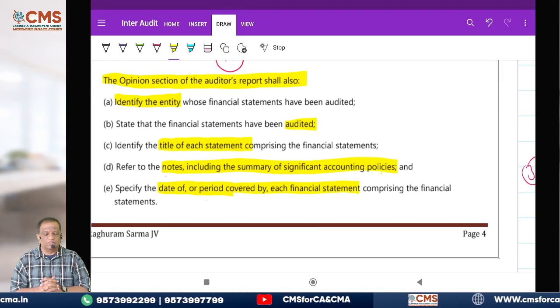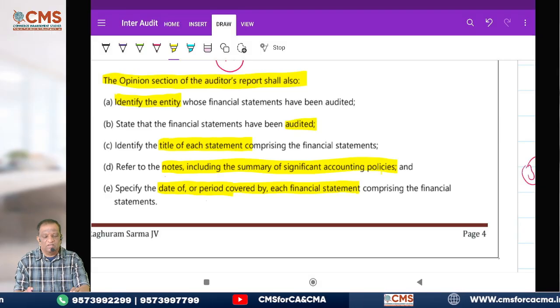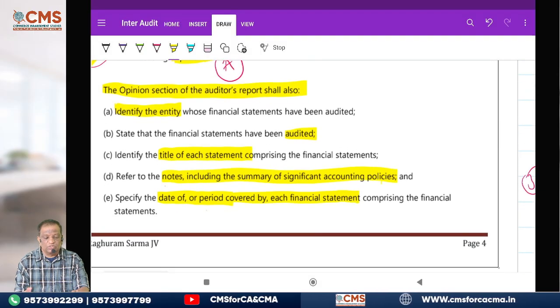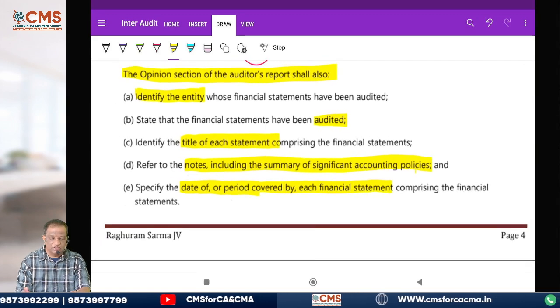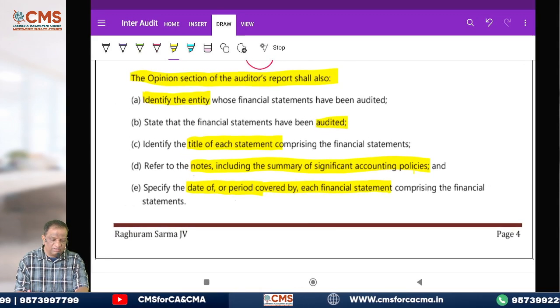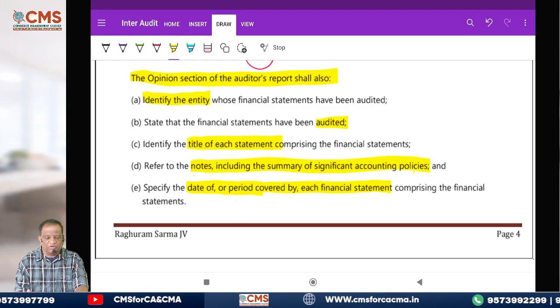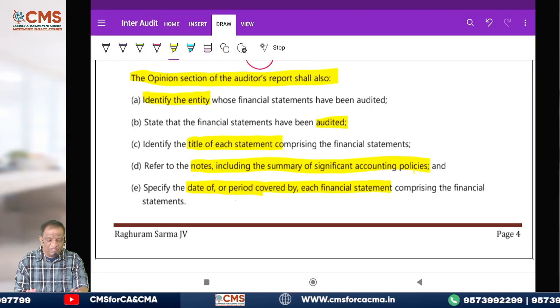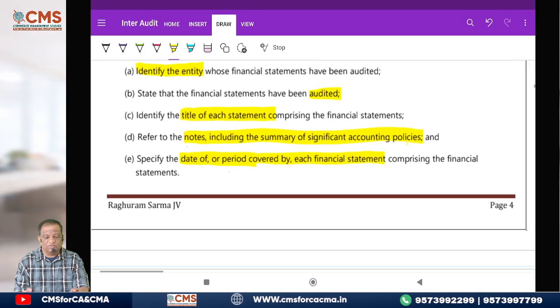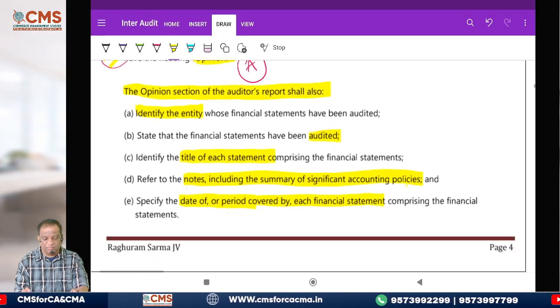So it's a direct question. And we will be asked, what is included in the auditor's opinion paragraph? In the auditor's opinion paragraph, the following points are included: identify the entity, mention the fact that the financials have been audited, the title of each statement, the notes, and the period. So these are the five points that would come under the opinion paragraph.